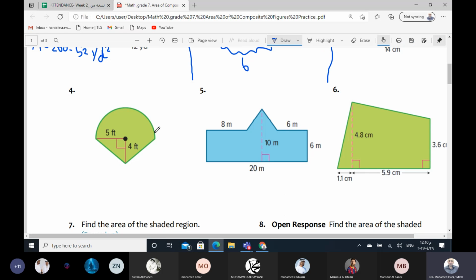Let us continue. As you see here, exercise number 4, here we have semicircle, here we have semicircle, and down we have two congruent triangles. This is the first triangle, and here the second triangle. Here two congruent triangles.